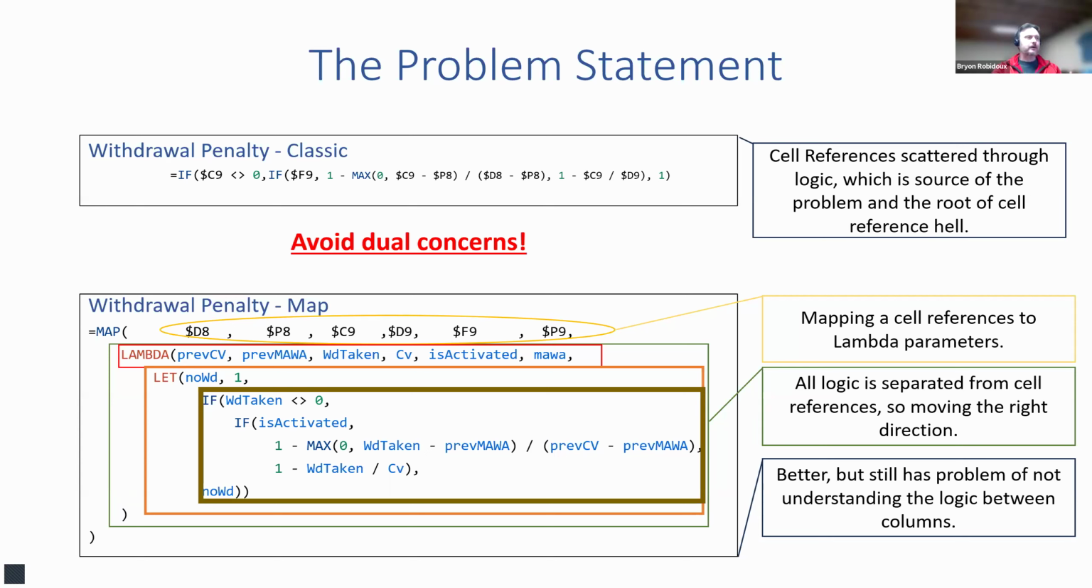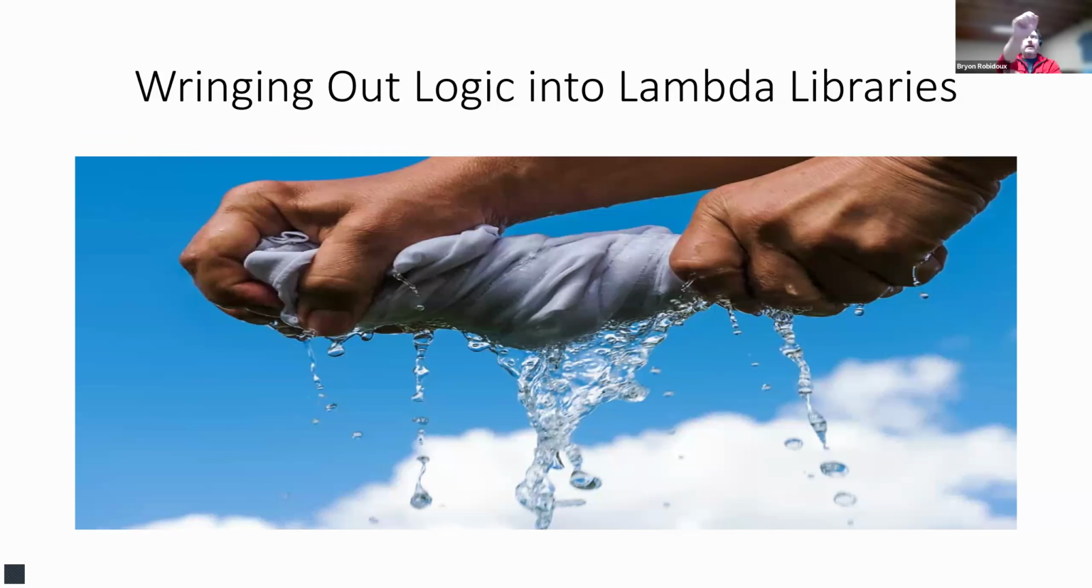So now we've talked about what dynamic arrays are and what lambdas and lets are. Let's see what cool things we can actually do with them. Inevitably, the problem with the dual concerns is that we want to wring out all that logic, because we want to be able to share that logic. We want people to be able to understand that logic, and having to go through cell reference hell to figure out all the logic is a nightmare. So we want to wring all that out.